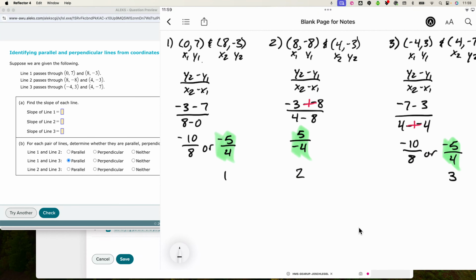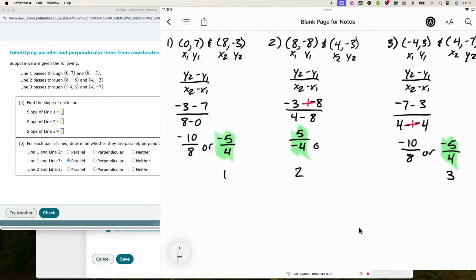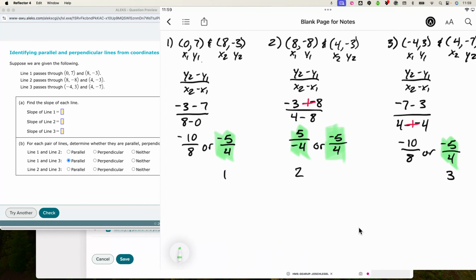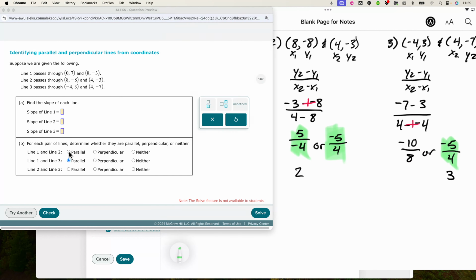The answer is no. The other piece that I have kind of a pet peeve about is I would rewrite this one actually as -5 over 4, because we just moved that negative from the denominator to the numerator. Again, we do not like having negatives in the denominator. And now I notice something else. That one is also -5 over 4. So line 1, line 2, and line 3 are all parallel to each other.